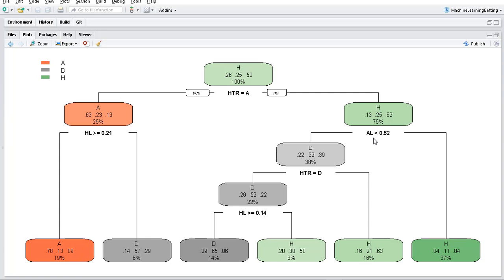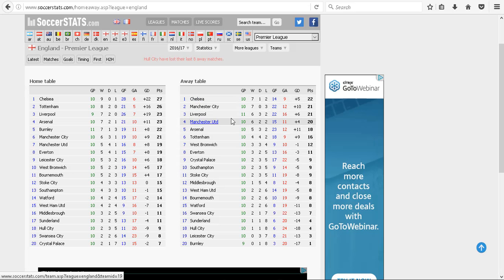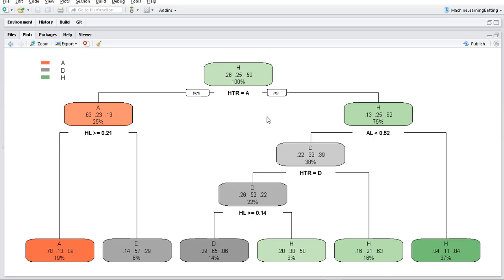Does the away team lose less than half the time? I assume they do, but I'll look it up. So Liverpool away have only lost twice. So it's less than 20%. While this is asking, is it less than 50? So if it's less than 50, I go left. Now the most likely outcome is a draw.